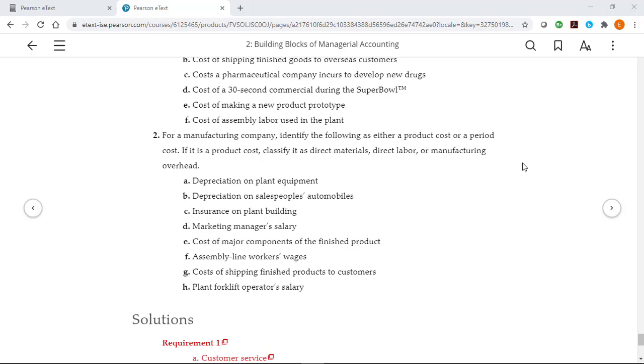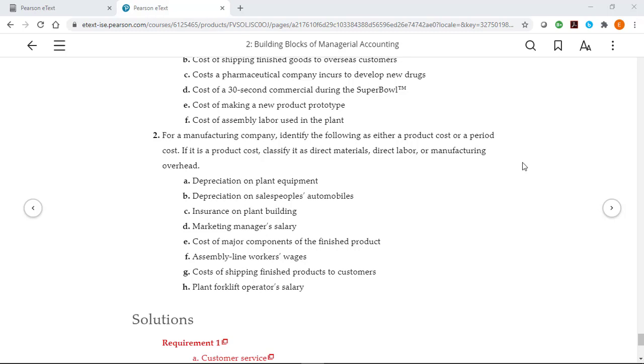Cost of the major components of the finished product. That means the pieces that go into our product. So if we're talking about the Ford automobile, that would be like, I don't know, the seats, a major component of the finished product. Seats are direct material. Direct material is a product cost. That's in the factory.